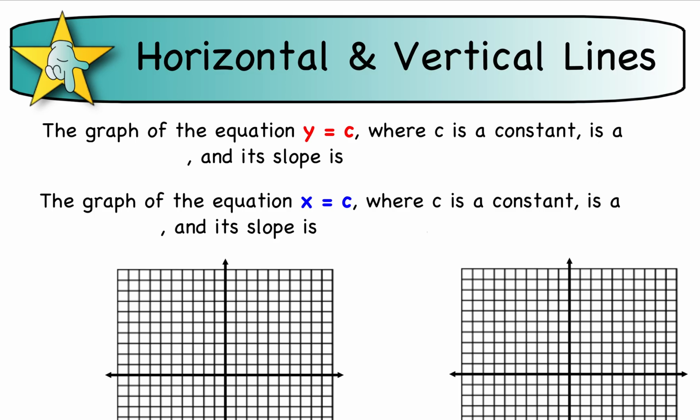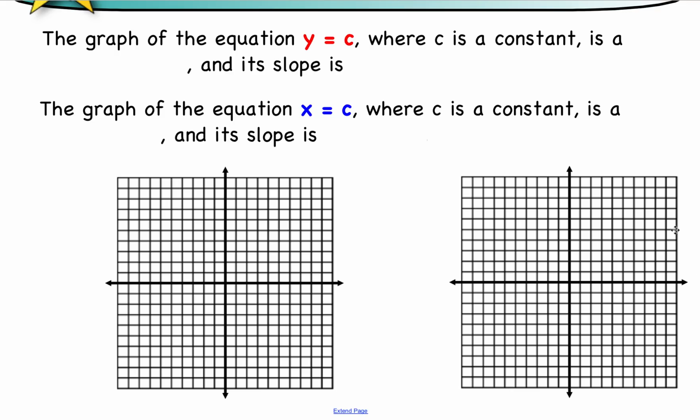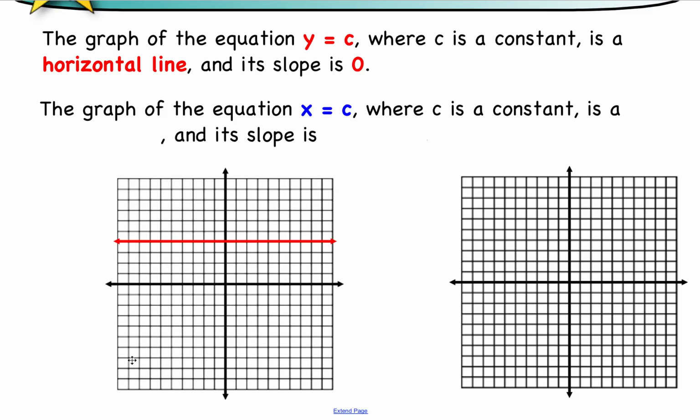So, horizontal and vertical lines. The graph of the equation y equals c, where c is just a number, is a constant. So we don't have an x variable. We just have something like y equals 7. This is called a horizontal line. Its slope is equal to 0. So that's going to represent the graph on the left.